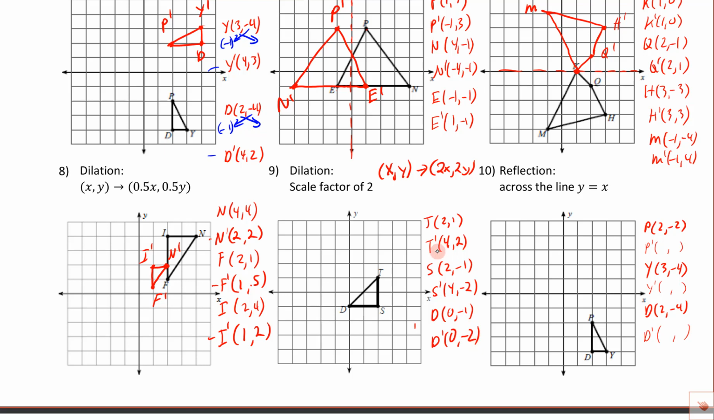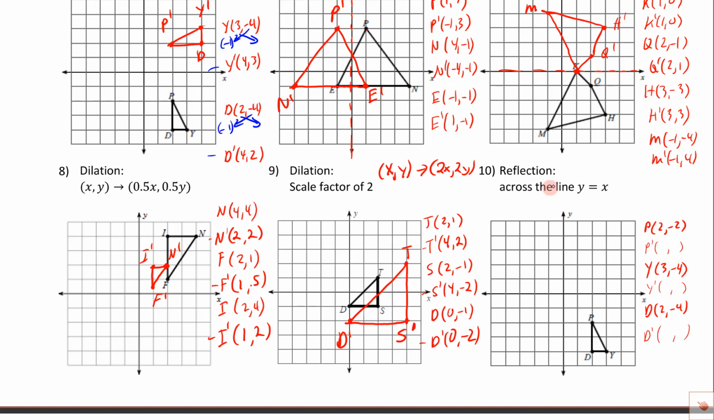So let's check and see what we've got. Here are all the prime notation. These are the new numbers. So this is going to be (4, 2), over 4 and up 2. So there is T prime. S prime is, let's see, (4, -2). So back 4 and down 2. So that's right here. So this is going to be S prime. And then D prime is going to be (0, -2). So don't go right or left, just go down 2. So there's D prime. So let's connect those. And notice that it does make a triangle. It's similar in shape. The angles are the same and all that sort of stuff, but it's just bigger. We've scaled everything up by a factor of 2.